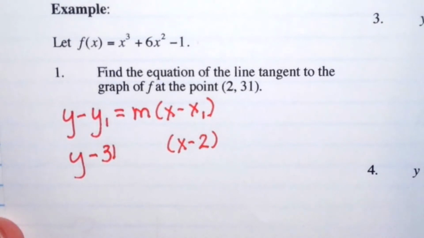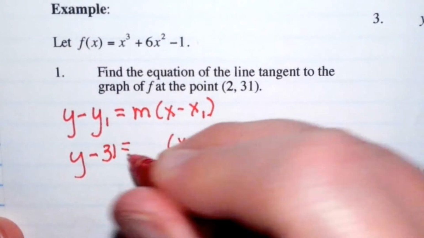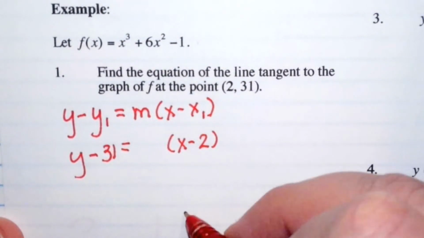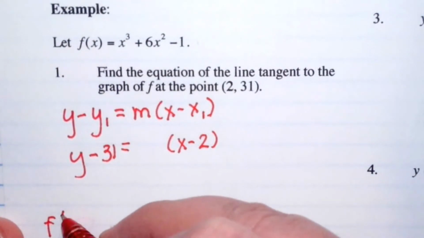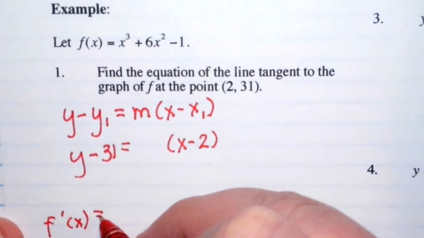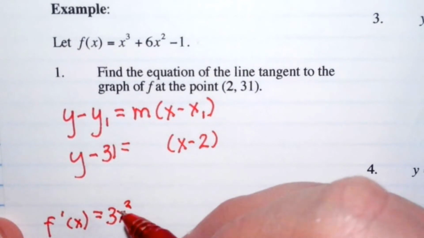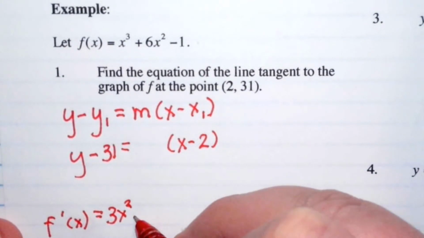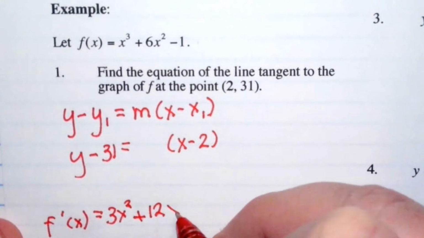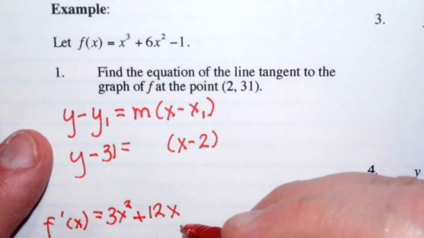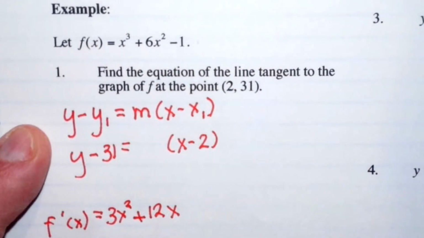All right, the final part we need for this question is the slope. And to find the slope, we need the derivative. So let's see how the derivative is going to look. f prime of x is 3x squared, and then 6 times 2x to the first, which would be 12x. And then the derivative of minus 1 is 0. And so the derivative is 3x squared minus 12x.